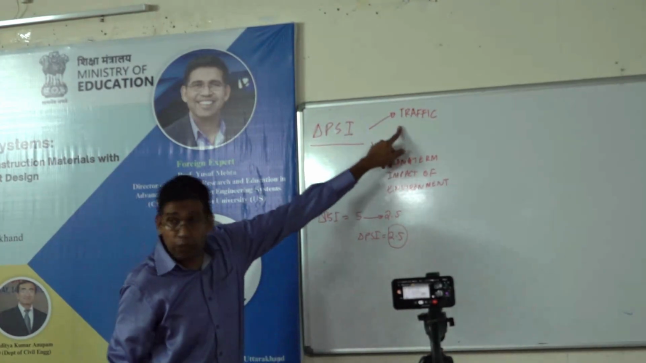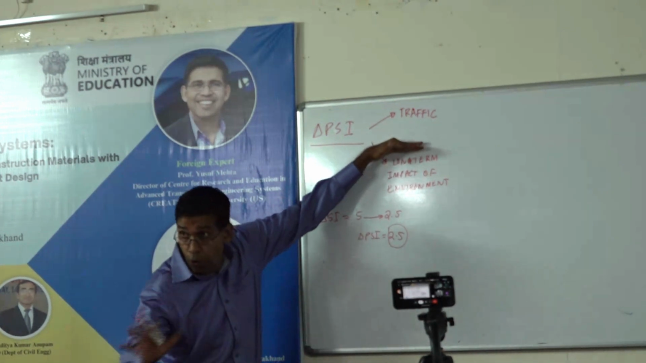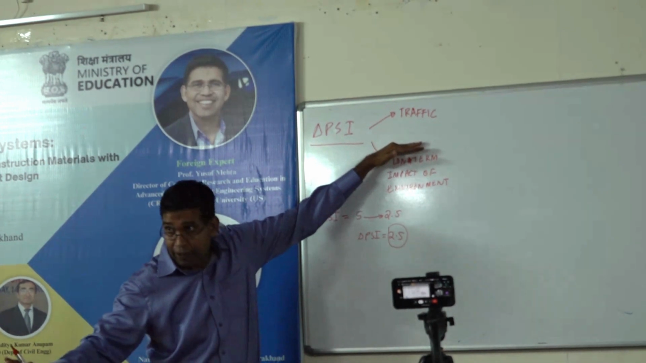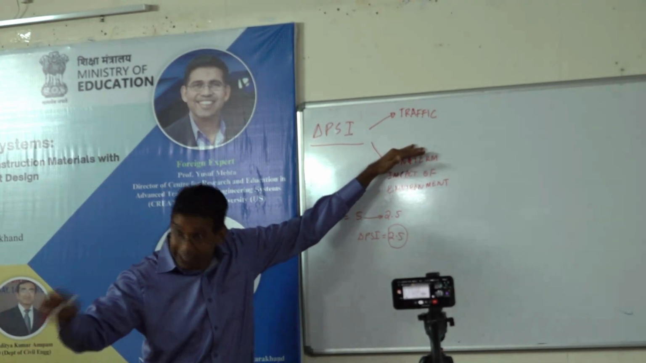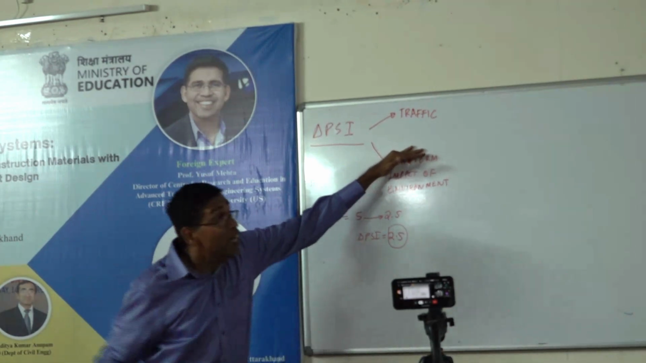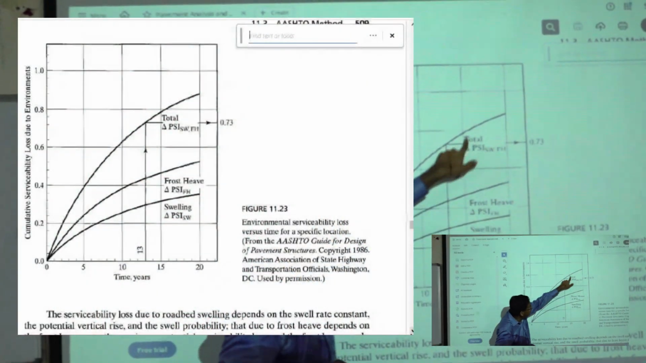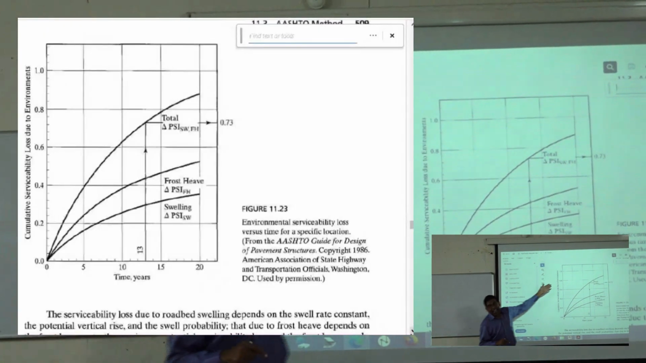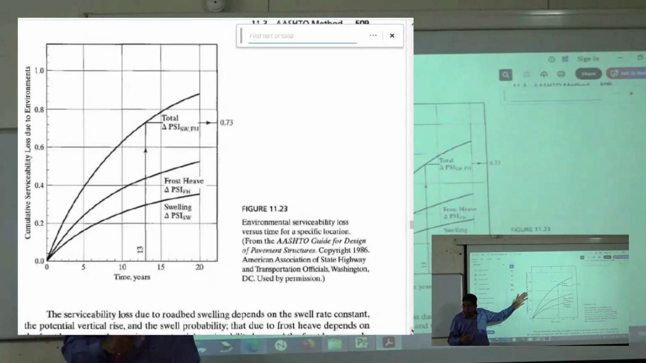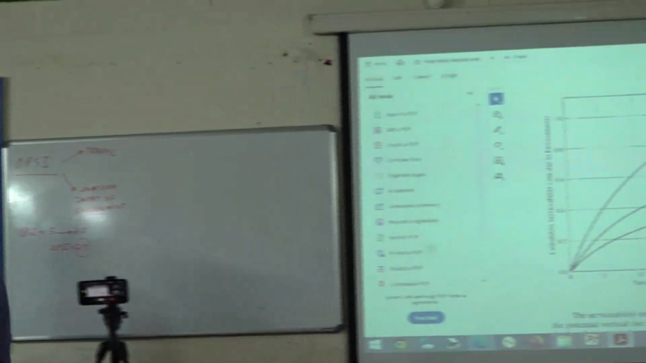there will be a drop due to traffic, and if I theoretically close the roadway to traffic for 20 years, there will still be a drop in delta PSI. There will still be cracks formed, there will still be swelling. So that is your delta PSI of swelling, delta PSI of frost heave, and that is the total delta PSI due to swelling and frost heave. And that is around 0.8. So over the 20 years of time, they estimated that this is long term.